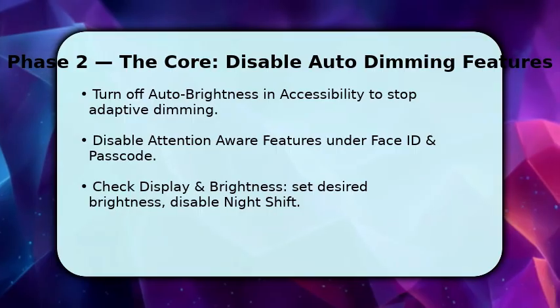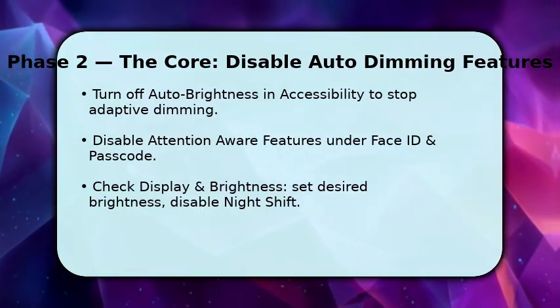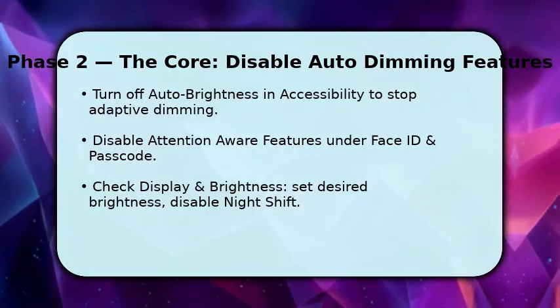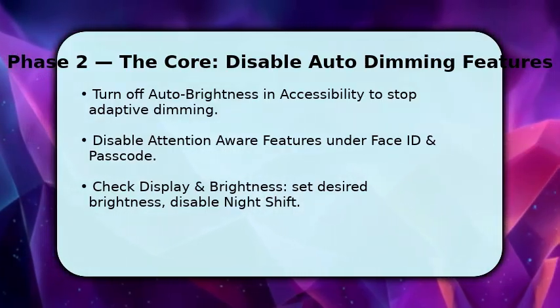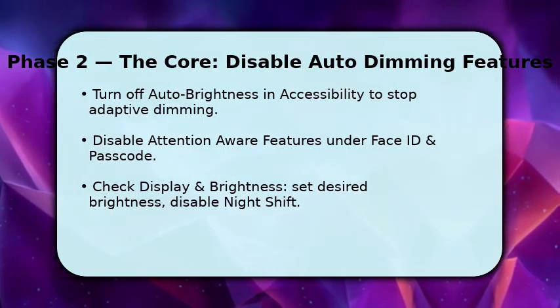Turn off auto brightness in accessibility to prevent the iPhone from adjusting brightness based on ambient light. Next, go to Settings, then Face ID and Passcode, and disable Attention Aware Features, because the TrueDepth camera can dim the screen when it thinks you're not looking.